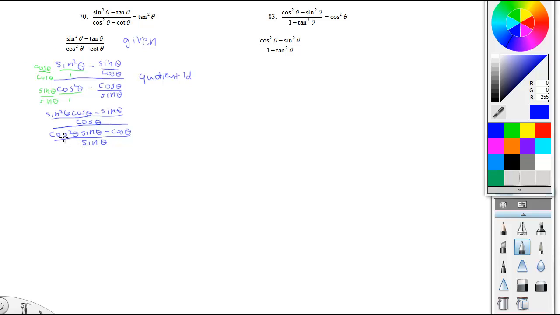So it'd be a good idea to stop the video periodically and try and finish on your own rather than just letting me do all the work and you copying it down. So this reason is common denominator. And now I'm going to simplify this complex fraction by multiplying by the reciprocal of the denominator. So I'm rewriting the numerator. And I'm going to multiply by the reciprocal of this whole fraction here.